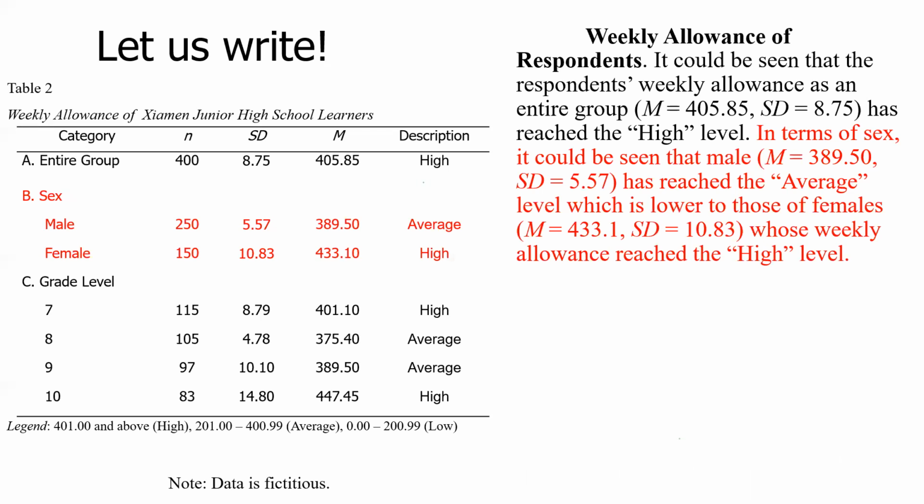Okay, take note, in reality, this should all be black. It just so happens that I color coded it for you to see its connection to the table. It could be seen that the respondents, in the black part, it could be seen that the respondents' weekly allowance as an entire group.